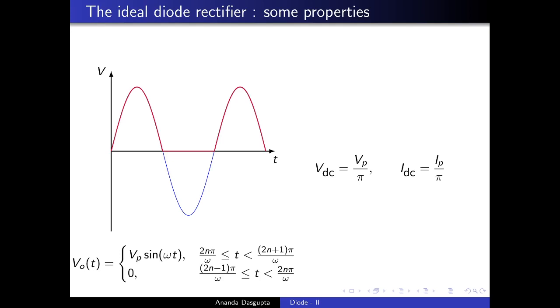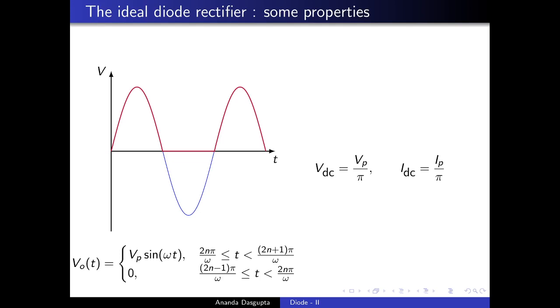So this voltage goes up and down quite a bit. The DC value, the voltage which a DC voltmeter would show, is rather small. It's actually Vp by pi. Similarly, IDC, the current which is in the circuit here, also has an average value. And since it has exactly the same variation with time as VO, it's easy to see the current will also be of the same form. The DC value of the current will be the peak value of the current divided by pi.